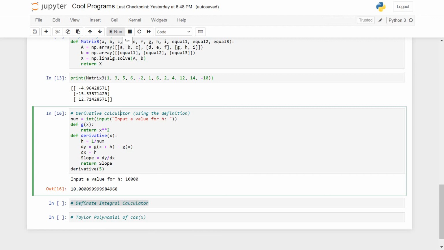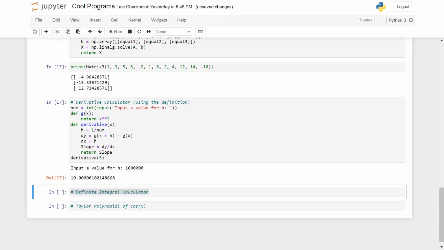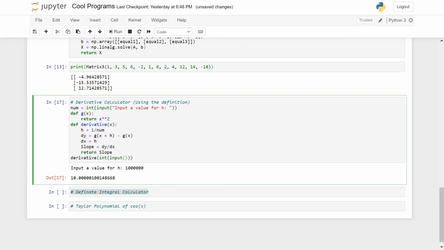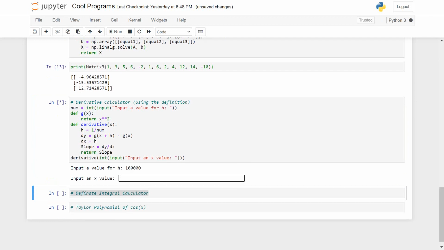And this is what I find quite cool about this. So let's go again. Obviously it's getting closer and closer to 10. Again, I'm not sure why I chose 5 again. So again, we can just input a value here. Input an x value. Okay. So run this. Input a value for h. Put in an x value.